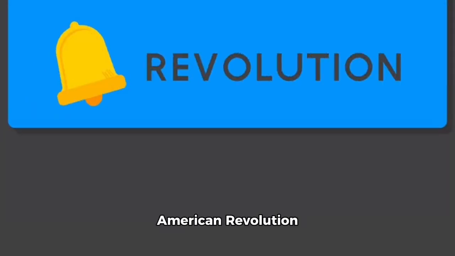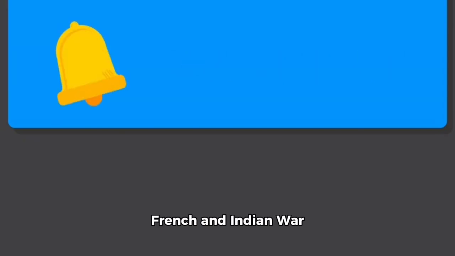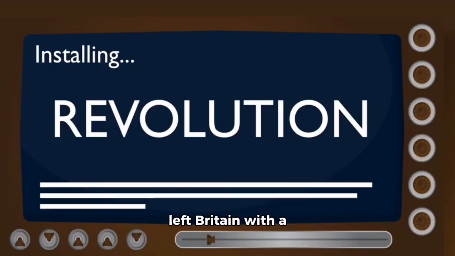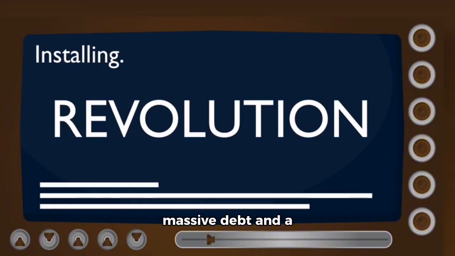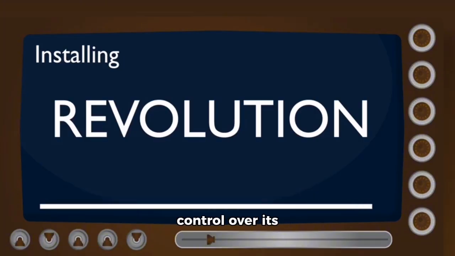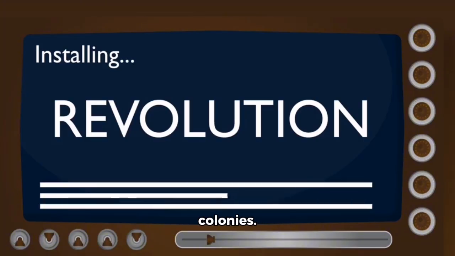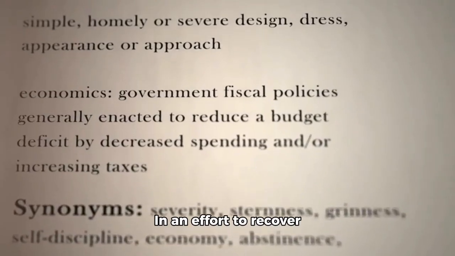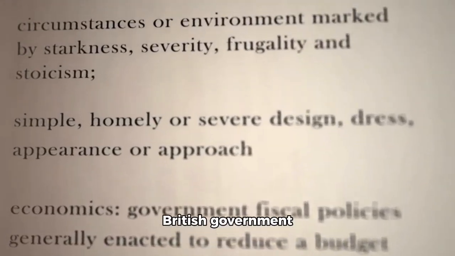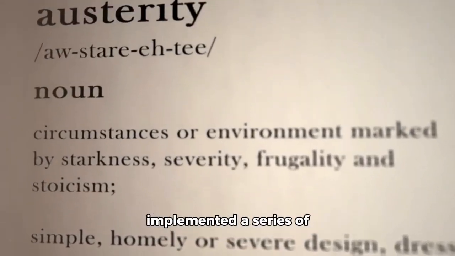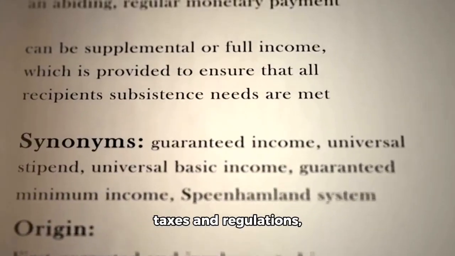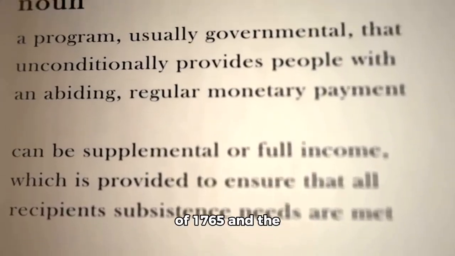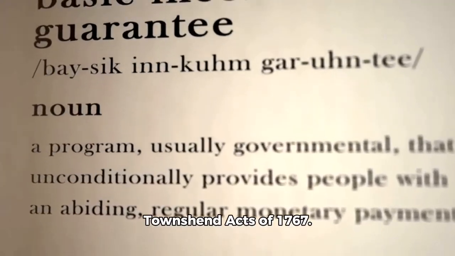Prelude to revolution. The roots of the American Revolution can be traced back to the aftermath of the French and Indian War, 1754-1763, which left Britain with a massive debt and a need to tighten its control over its colonies. In an effort to recover financially, the British government implemented a series of taxes and regulations such as the Stamp Act of 1765 and the Townshend Acts of 1767.